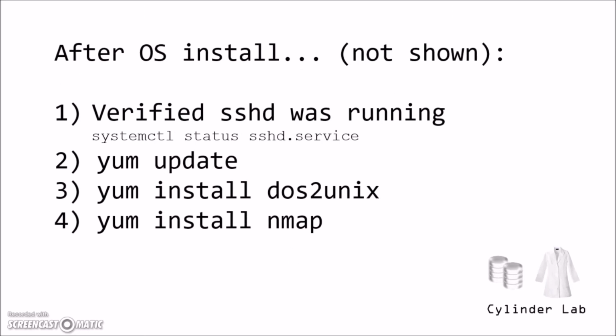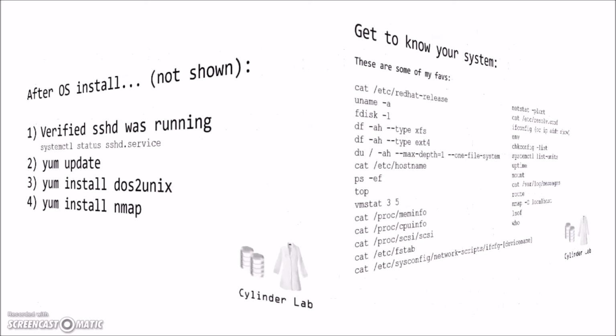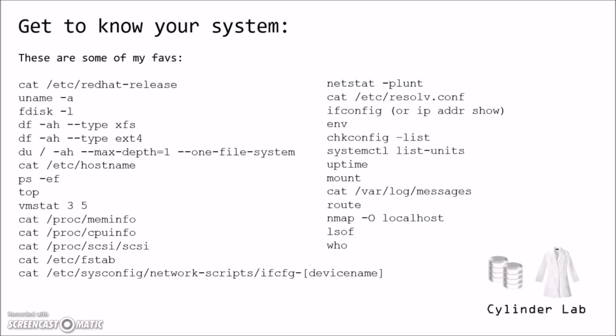Once that's done, I would go ahead and verify that SSHD is running with the command that you see on the screen. I would do yum update and any yum installs that you want to do. I did this but didn't record it. Now's a great time to get to know your system. There's a ton of commands that you can do to snoop and dig around and just get to know the ins and outs of what's going on under the hood.